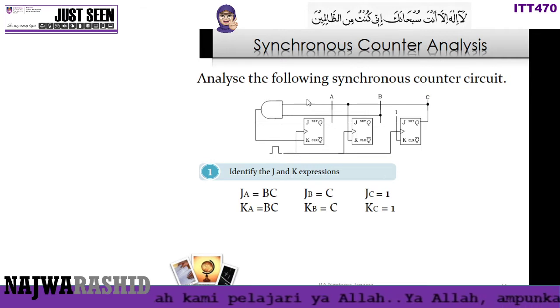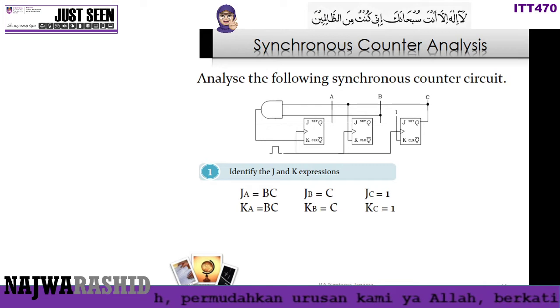This circuit is a synchronous counter circuit. How to determine that this is a synchronous counter? You can look at the clock pulse. All the JK flip-flops have the same clock pulse. So that means this is a synchronous counter circuit.